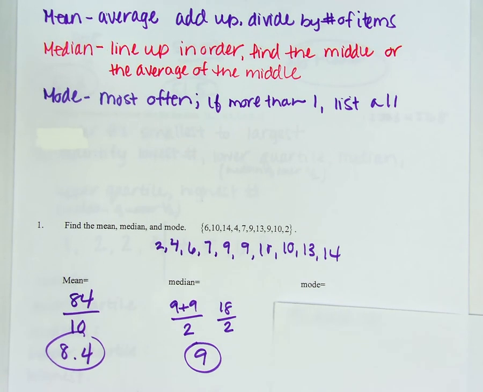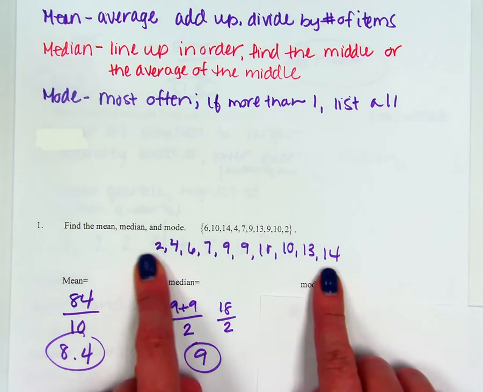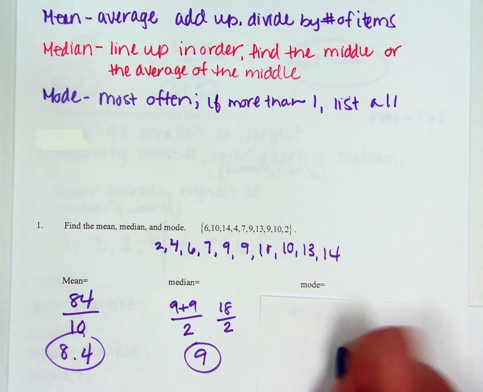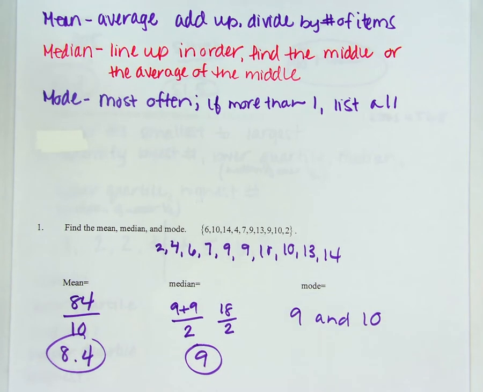And last is mode. Mode is what appears most often. So if you look at our number order, we have 2 9s and 2 10s. So our mode would be both 9 and 10.